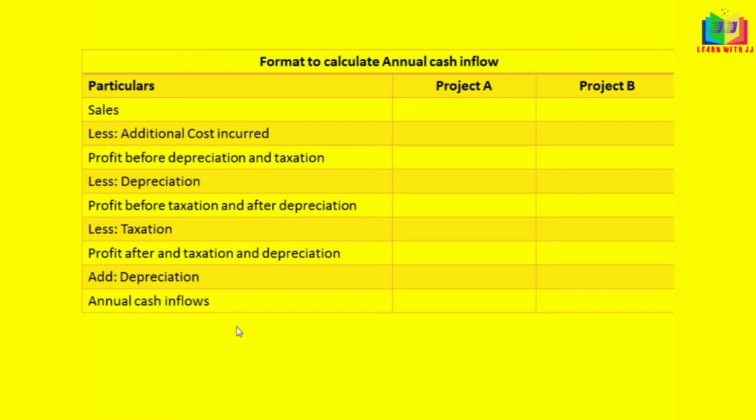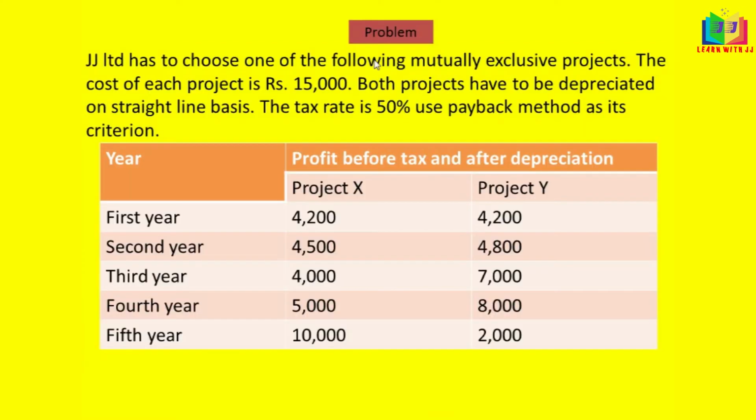Sometimes this format will start with the profit before depreciation and tax. If sales and costs were given, we have to do it here. Otherwise we can start with this profit itself. Now we'll see one problem.